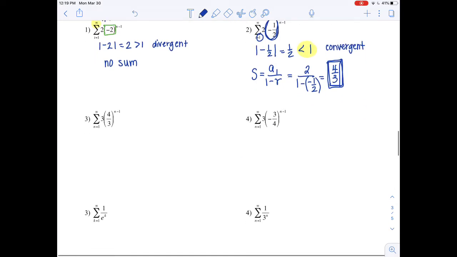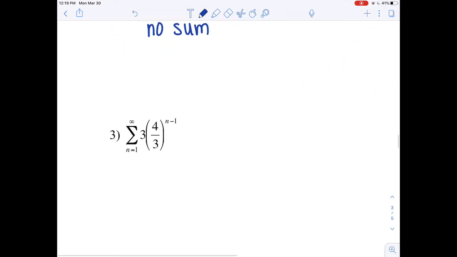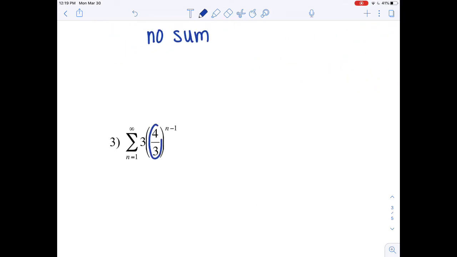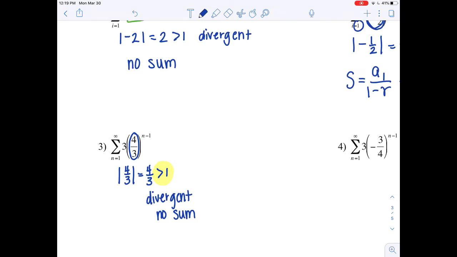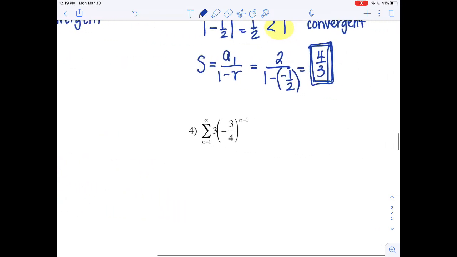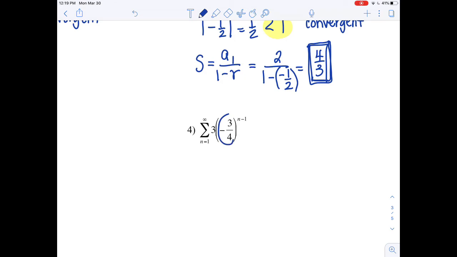Okay, so let's take a look at another example. So as you take a look at number 3, again, first thing you want to do is identify what is the common ratio, so 4/3, and then compare the absolute value of that common ratio to 1. You'll see in this case that it comes out to be greater than 1, which is why it is called divergent, and we say that it's no sum. Now be careful, if you use the formula we were using for the convergent one, you'll get a value, but it's not going to represent the sum for that particular series.